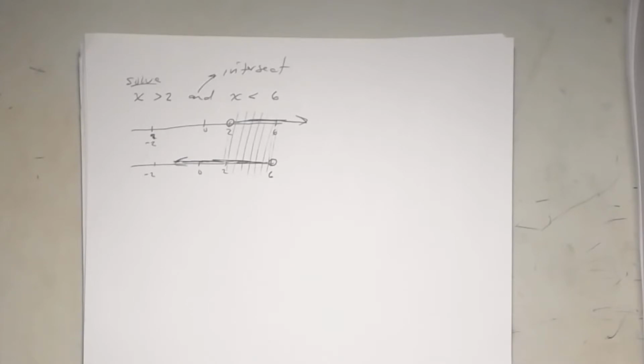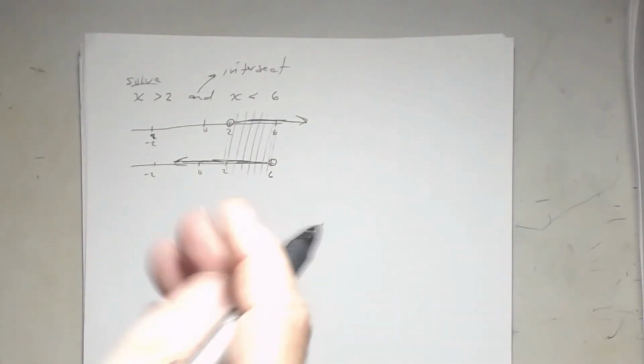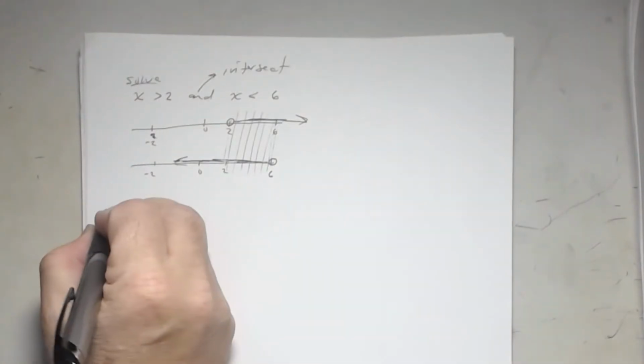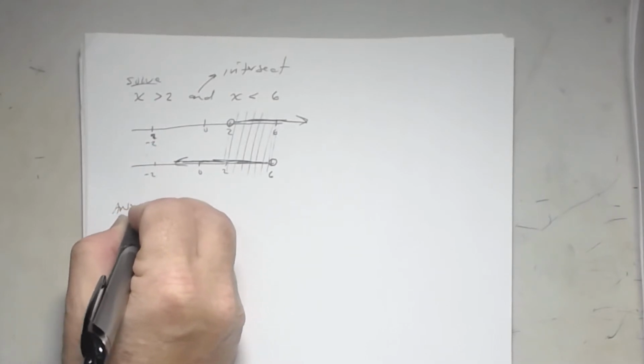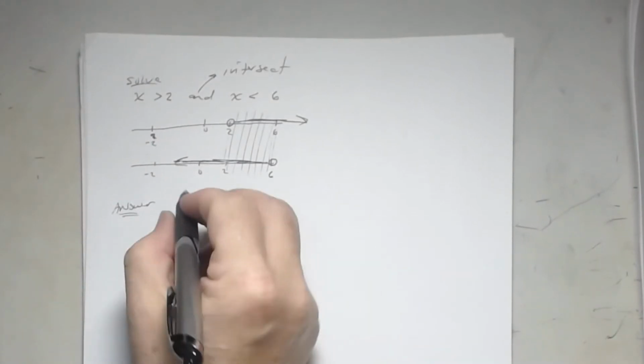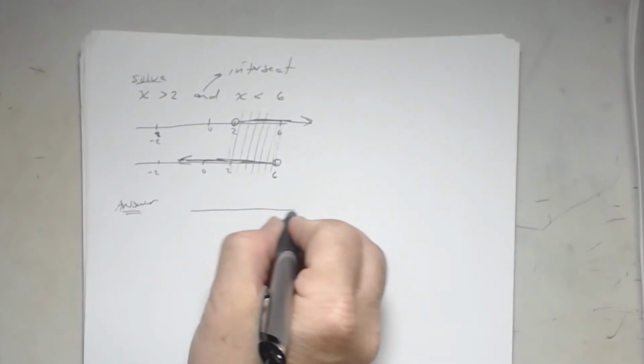Between 0 and 6. So then you're going to do a final graph. So your answer, you can do the graph again.